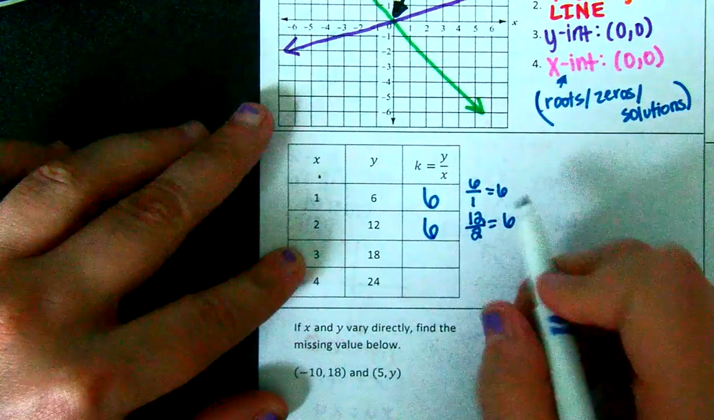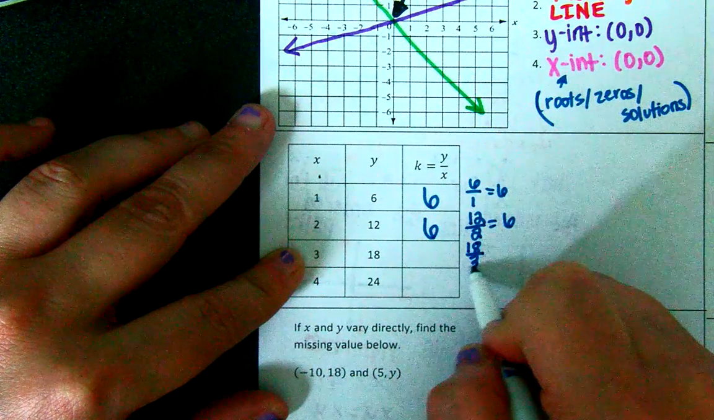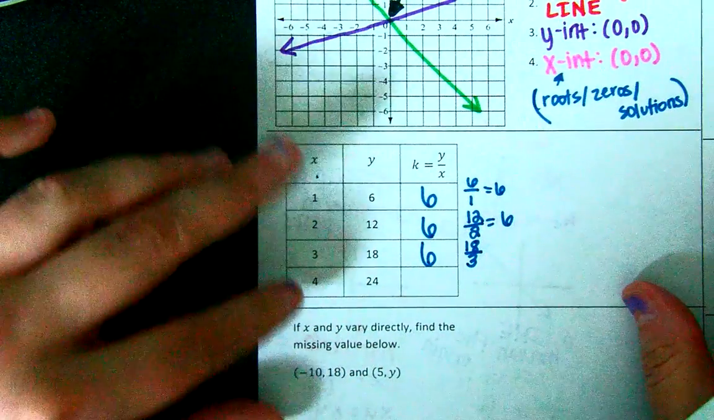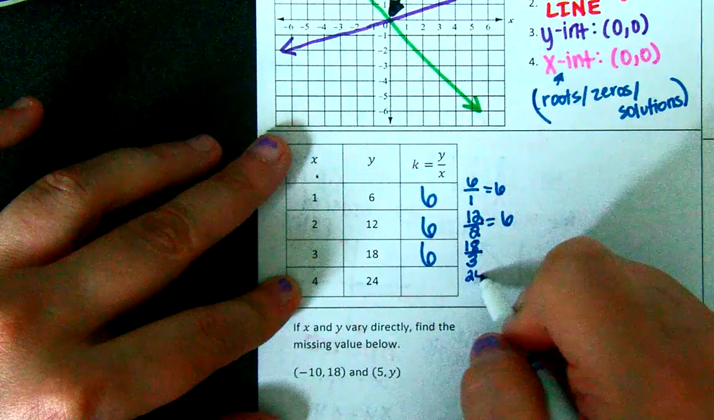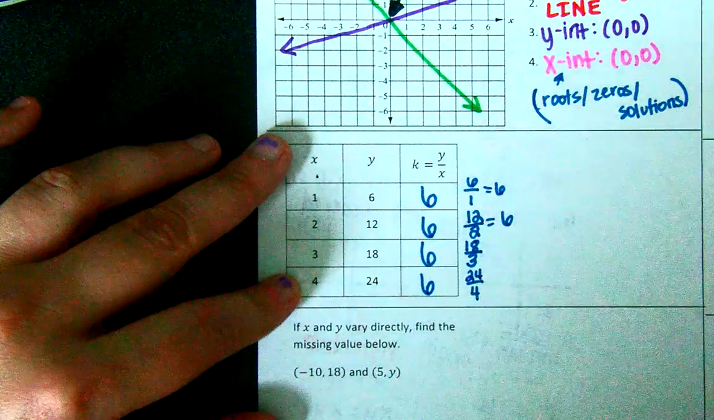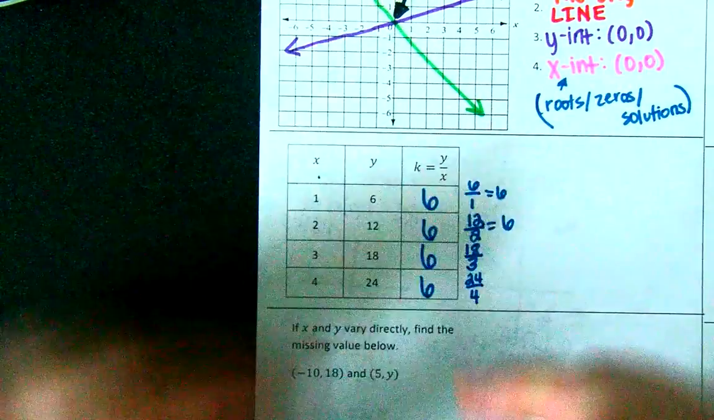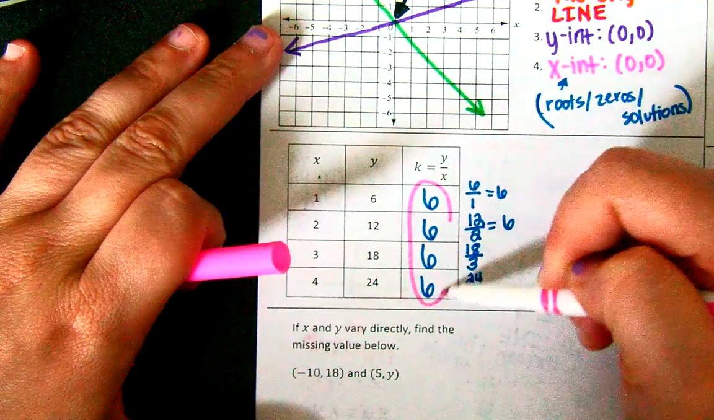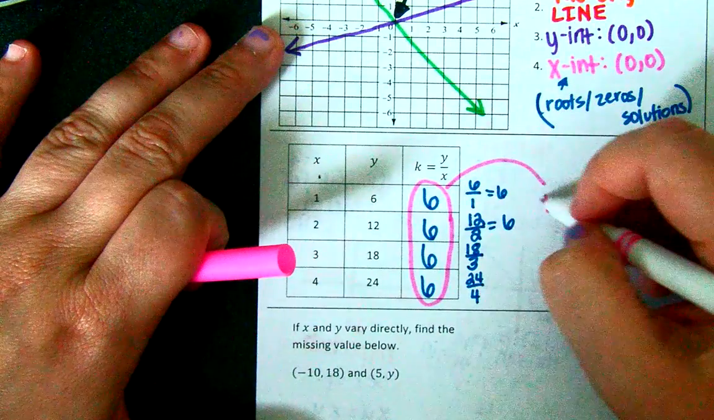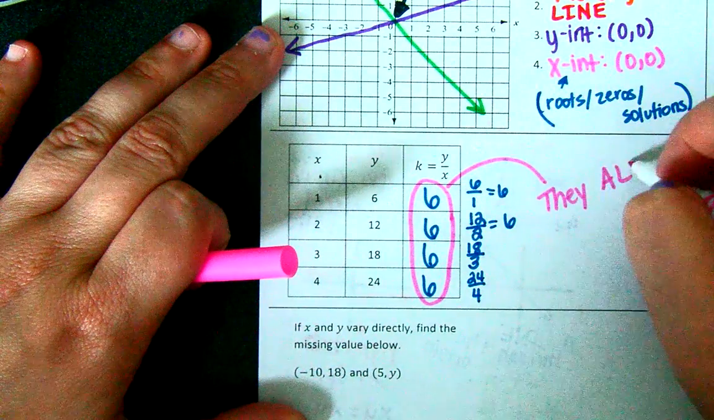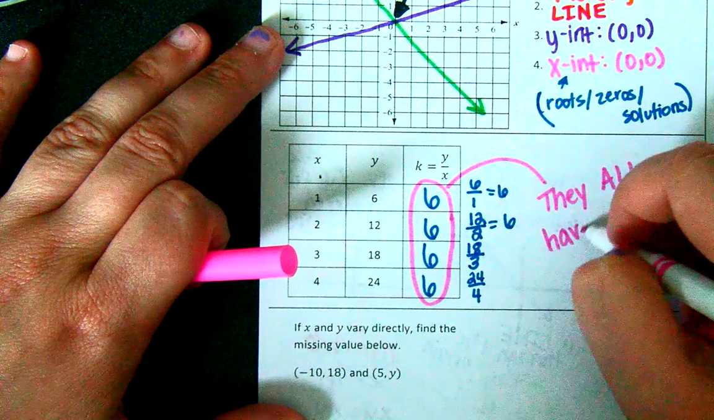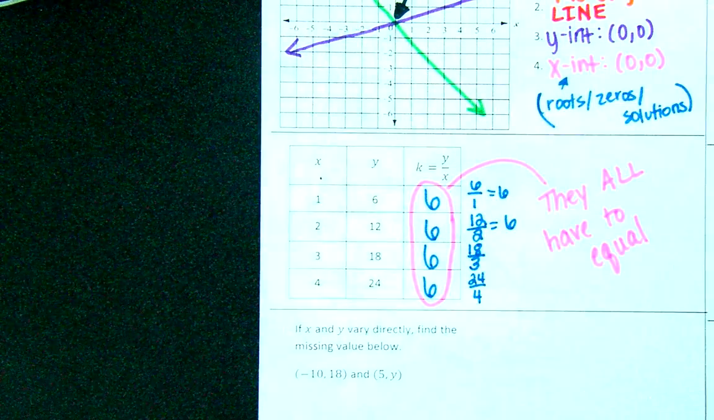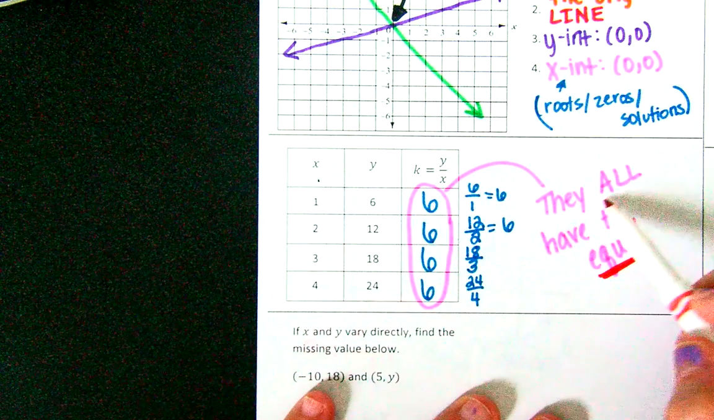Then I would do the next one. I would do 18 divided by 3, that equals 6. And the last one is 24 divided by 4, and that equals 6. Since all of these equal, it is direct variation. Okay? They all have to equal. If one of them does not equal, then it is not direct variation.